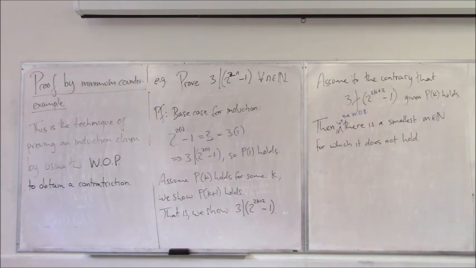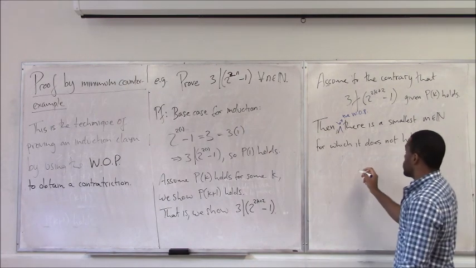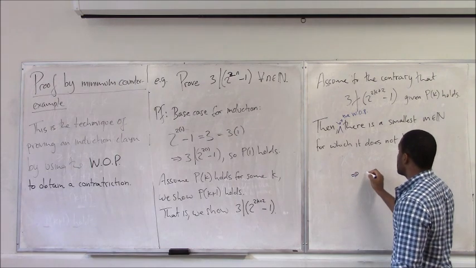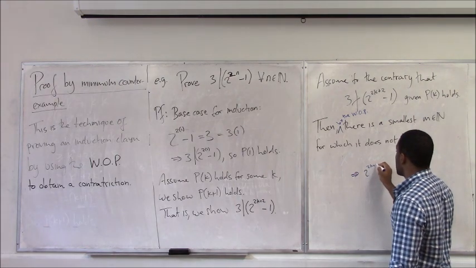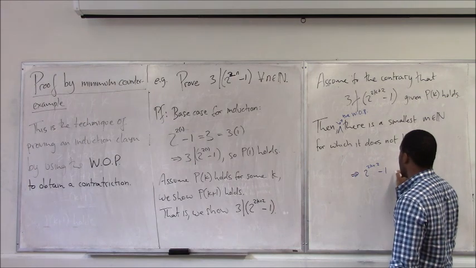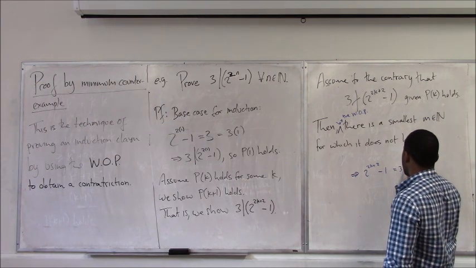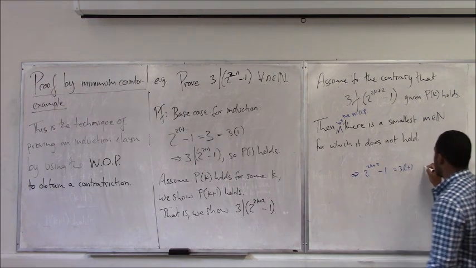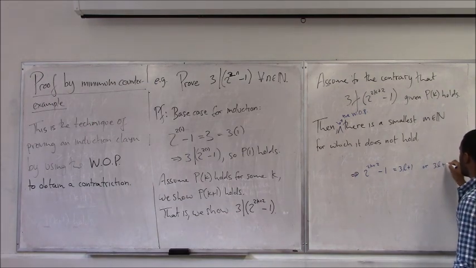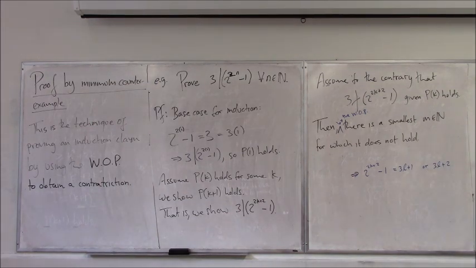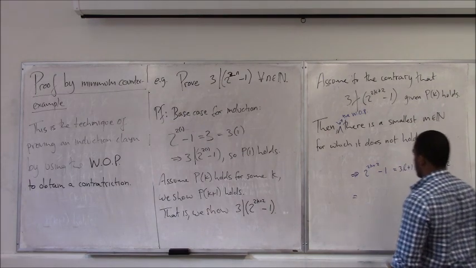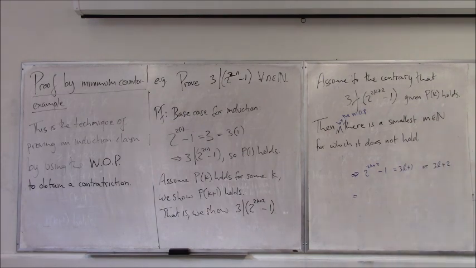Ultimately, what we're going to want to say is that this means that 2 to the 2k plus 2 minus 1 is either equal to 3l plus 1 or 3l plus 2. Now, what would I want to say here?